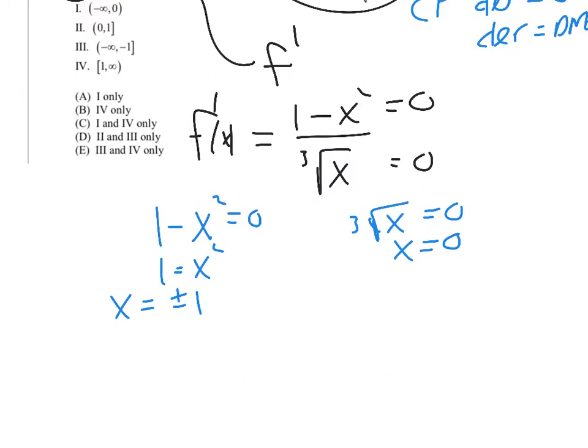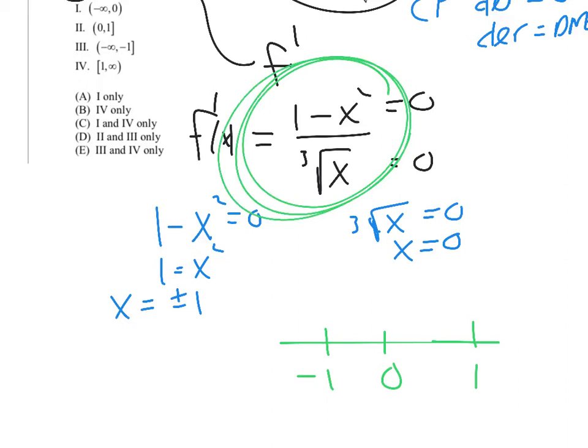On my sign chart, I'm going to use my critical points, which of course were -1, 0, and 1. I'm plugging them back into the derivative. So be careful when you have a fraction. We want to make sure we go back into f prime. So I'm going to start with a 2. 1 minus 2 squared is negative. The cube root of 2 is positive, so that's a negative.